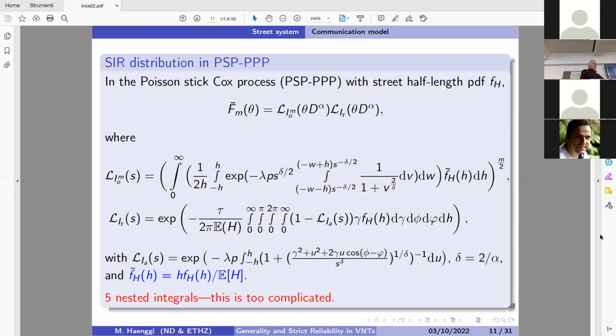So do we call this too complicated? No, it is exact, but it is hard to evaluate and it's hard to get any direct insight into how this system behaves as a function of the various parameters.